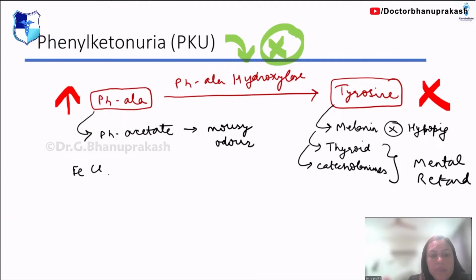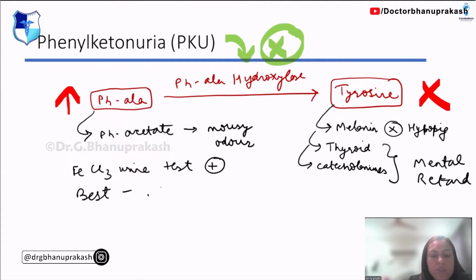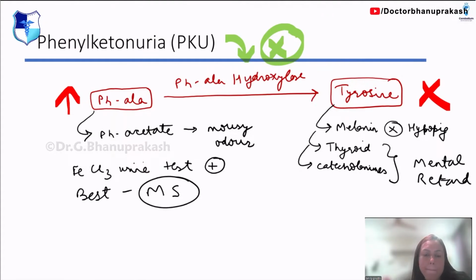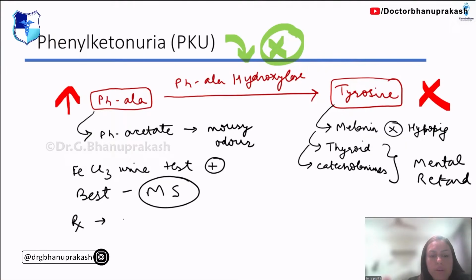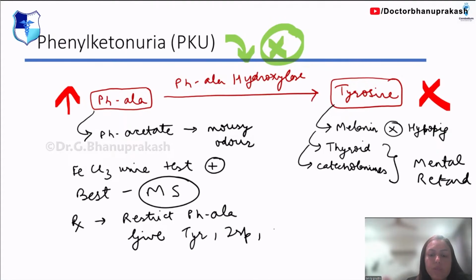Then in diagnosis, ferric chloride urine test is positive. Best investigation is mass spectrometry. In treatment, we restrict phenylalanine because that is in excess. Restrict phenylalanine. Give tyrosine and tryptophan to these patients.